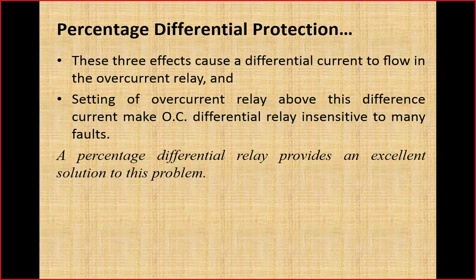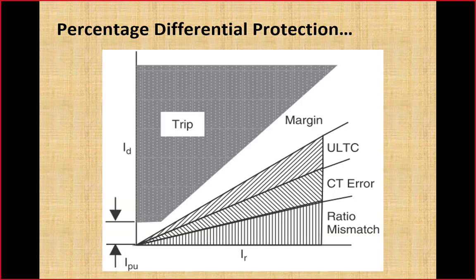So percentage differential relay will provide an excellent solution to this problem. Here this graph shows how percentage differential relay will take care of all these currents. There are three portions of this current: ratio mismatch current, CT error current, and underload tap changer current. As the loading of the transformer increases, this difference current is also increasing.